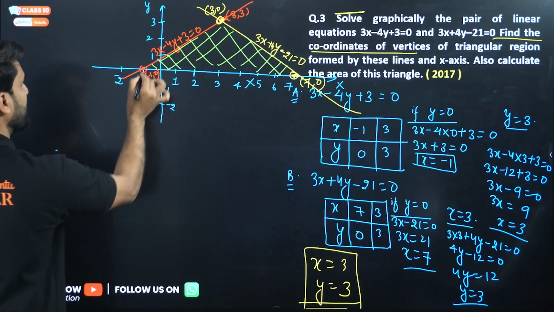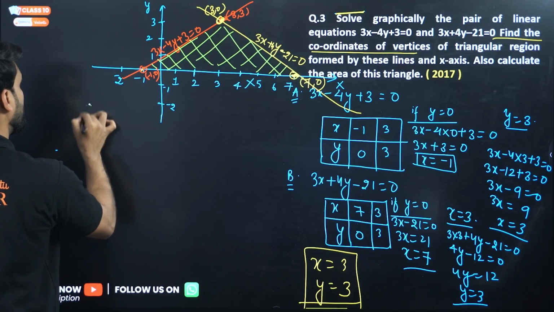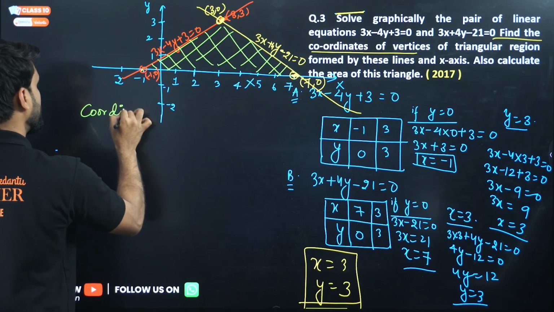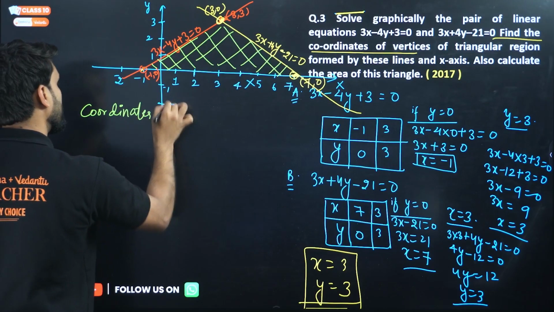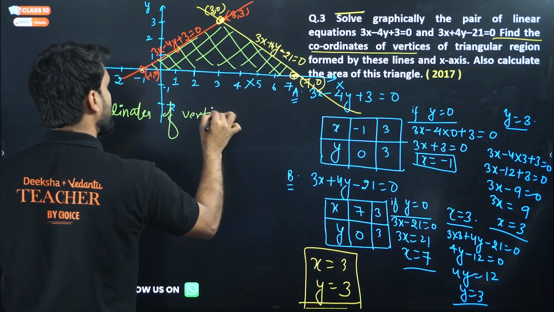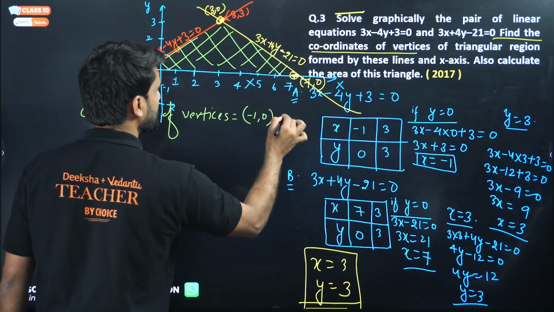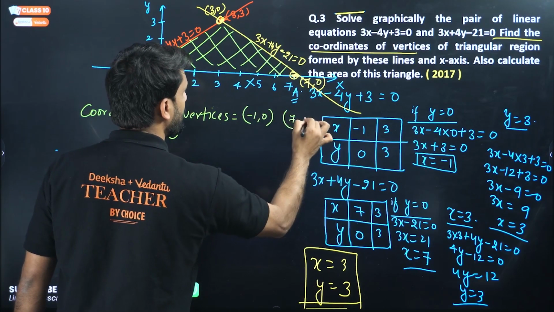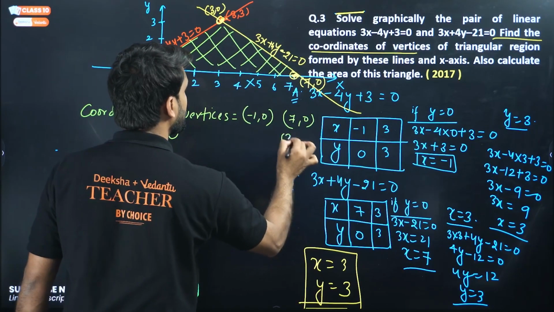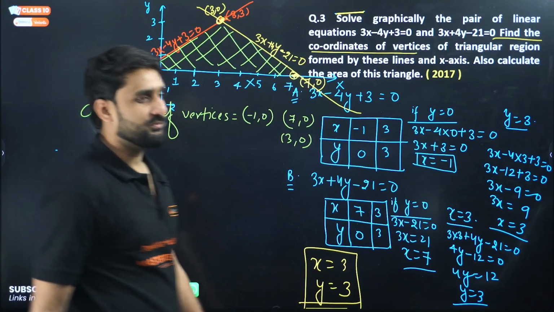The first coordinate is coordinates of vertices: minus 1 comma 0 first, second 7 comma 0, and the third coordinate will be 3 comma 0. I hope you have understood it.